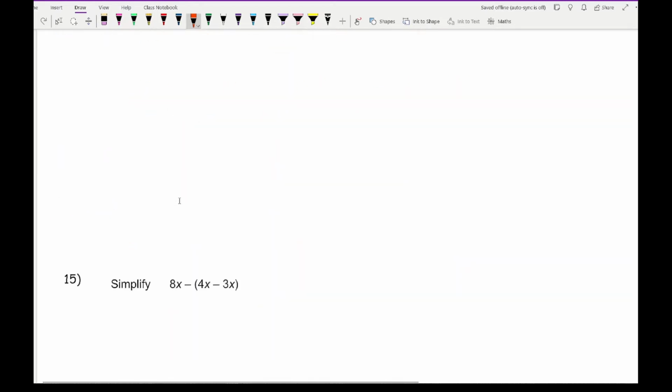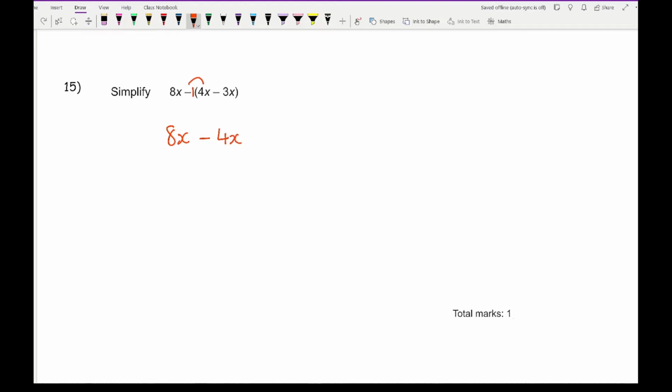Then moving on to question 15, it says simplify this expression. So here I've got 8x. Now with this, I just got to be mindful that when there's no number outside the bracket and it's a minus outside the bracket, we just write a 1. So minus 1 times 4 is minus 4x. But this is where we need to be careful, because here we've got 1 times 3x, which is 3x, but minus times a minus gives us a positive.